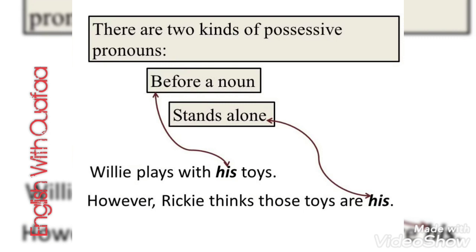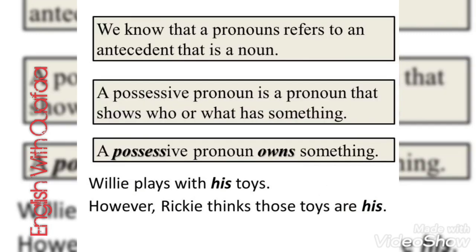Let's see the one we use before a noun. Willie plays with his toys. So here we have a possessive pronoun his, which is used before a noun, toys. Next, however, Ricky thinks those toys are his. So here we have a possessive pronoun that stands on itself, which means that it doesn't need a noun.